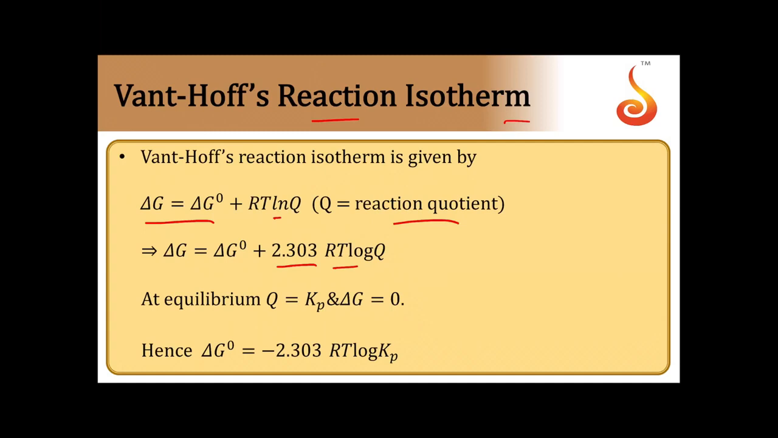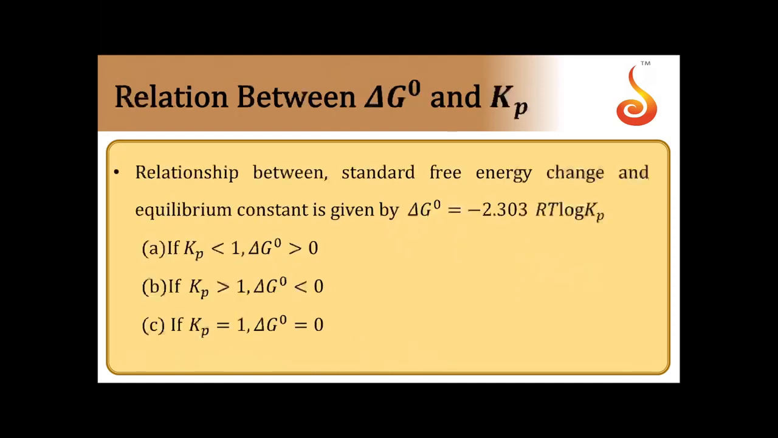If we take an equilibrium state here, delta G will be 0. At equilibrium, delta G remains 0. When delta G is equal to 0, Q becomes equal to K. So if Q is equal to K or Kp, delta G becomes 0, that is to say we are at equilibrium state. Then delta G naught becomes equal to minus 2.303 RT log Kp. This formula can be used to find the equilibrium constant provided the standard delta G naught value is given to us.